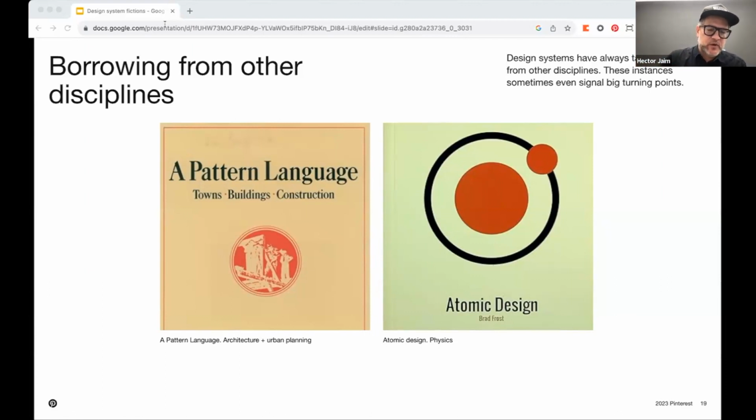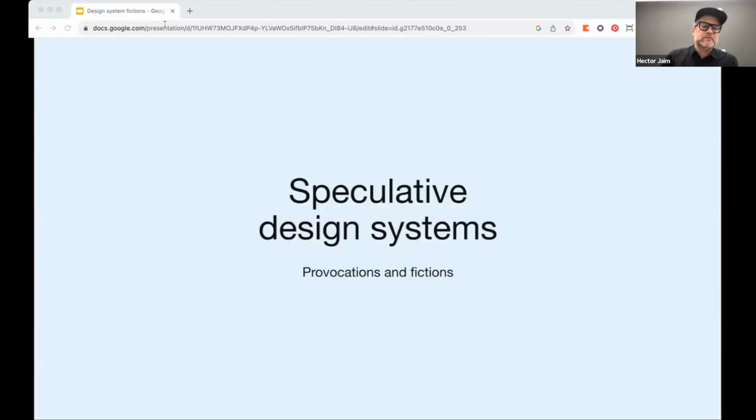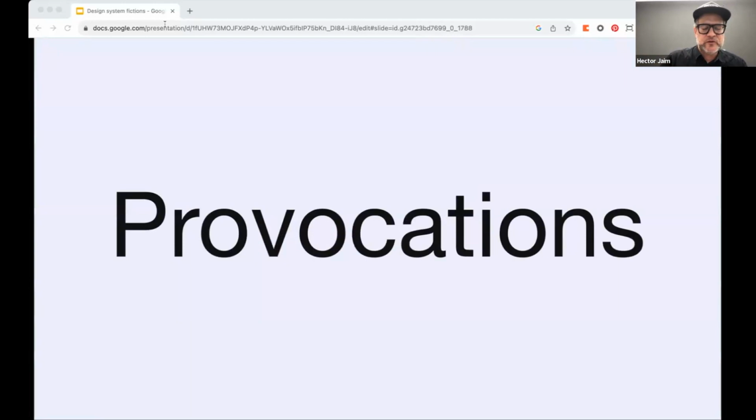Future thinking, which is where speculative design comes from, service design, industrial design, and so on. So now let's get into speculative design systems. It's an experiment I'm trying out to see if you can actually apply speculative design to design systems, coming up with a few provocations, and then some fictions which are more prescriptive and solutions. So first, what I like to call provocations. These, again, are about not really solving problems, but asking questions.